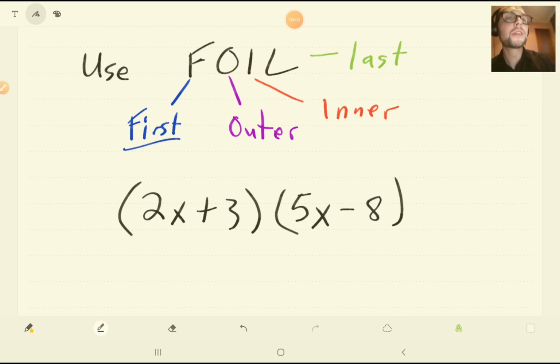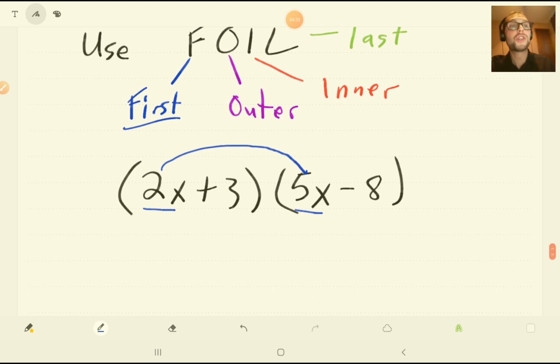So the first part of this acronym, the F of the FOIL, tells us that we're going to multiply the firsts together. And what that actually means is the first number inside each bracket are going to multiply each other. So 2x times 5x. See, this is the first number in the bracket, and this is the first number in the bracket. So 2x times 5x gives us 10, and when it's x times x, that's x squared.